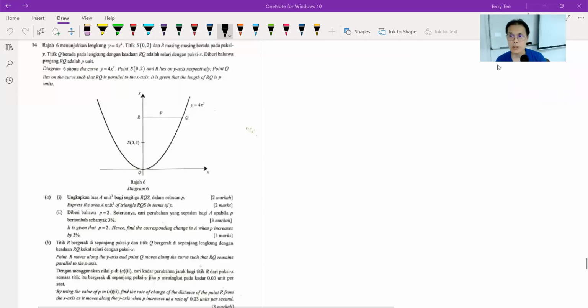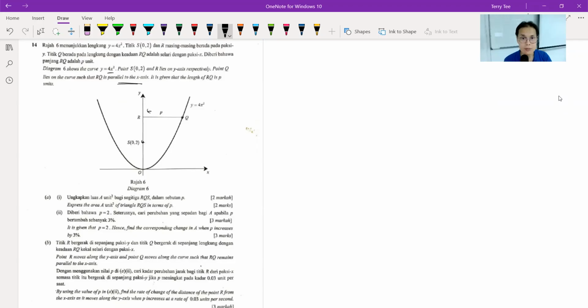Okay, question number 14. This is from the chapter differentiation. Here we have a diagram that shows the curve y equals 4x squared. Point S is at coordinates (0, 2). R lies on the y-axis. Point Q lies on the curve such that RQ is P, and RQ is parallel to the x-axis.